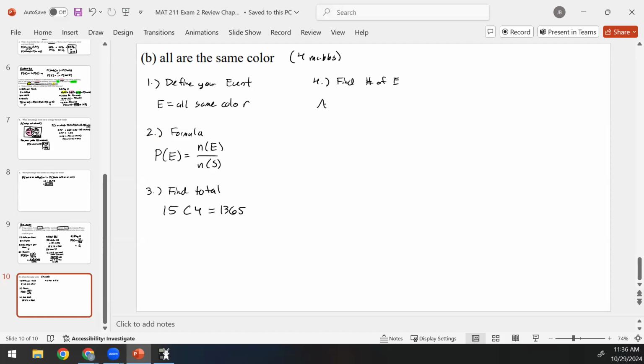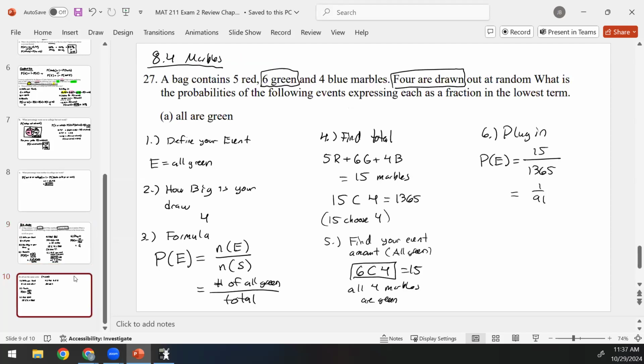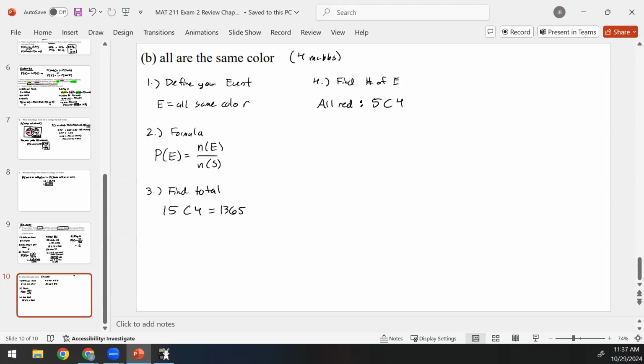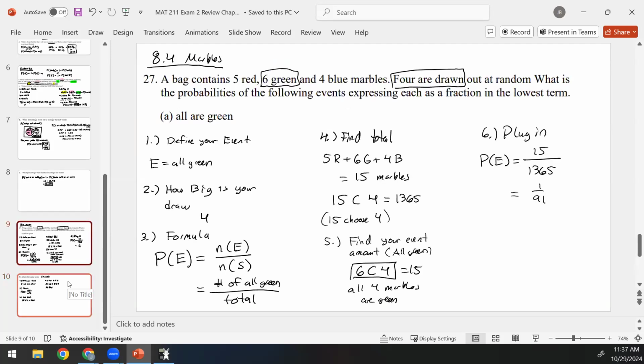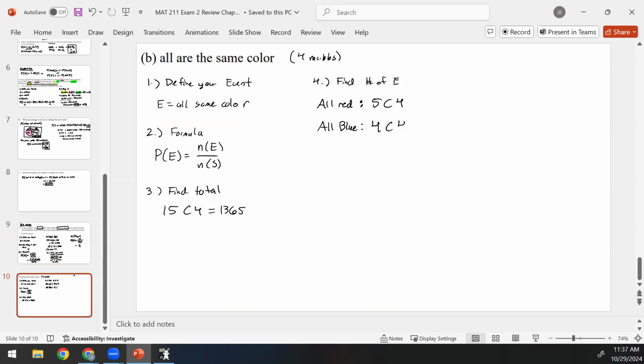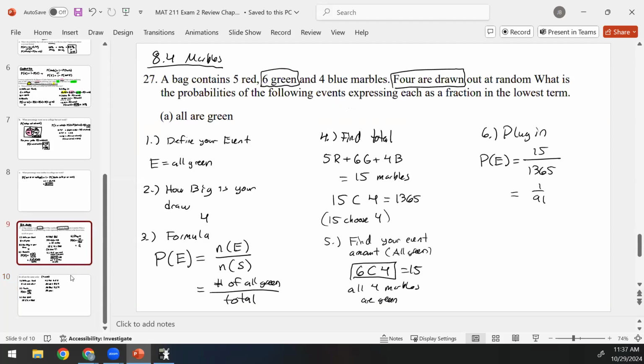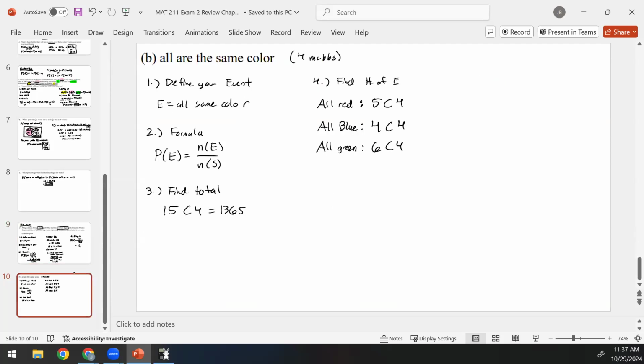So if we do all red, well, how many ways can we do that? Well, according to the problem, we have 5 reds. So 5 choosing 4. Okay. And then for all blue, if we look up, we have 4 blue. So 4 blues, and we're choosing all 4 of them. And then for all green, if we look up, we have 6 of them, and we're choosing 4, right? And if I plug this into my calculator, 5 choose 4, 4 choose 4. Whenever you have something like 4 choose 4, that's always 1.